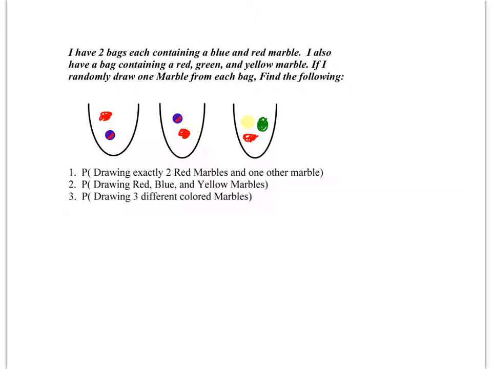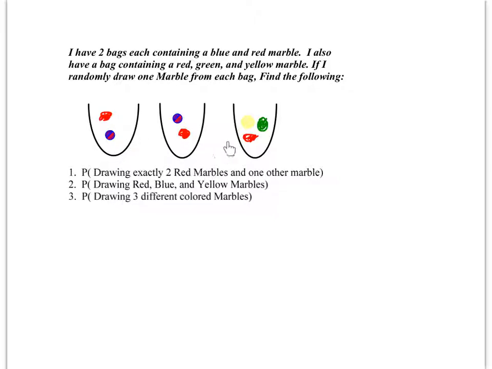Okay, in this problem right here, I have 2 bags, each containing a blue and a red marble. Here are my 2 bags, each containing a blue and a red. And I have 1 bag containing a red, a green, and a yellow marble. It's right here, a red, a yellow, and a green. If I randomly draw 1 marble from each bag, then find the following probabilities. Now, there are 3 problems here.